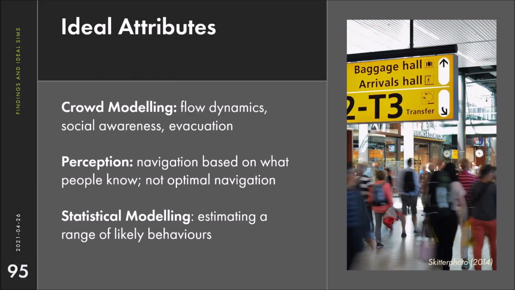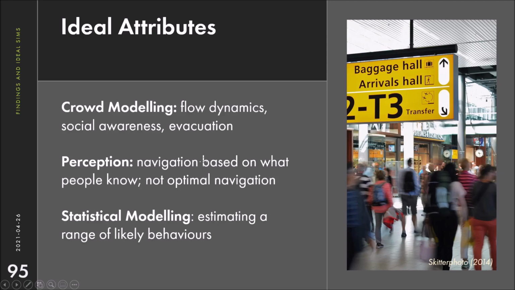Perception can focus on using people's perspectives for navigation to model behavior other than the most optimal one. And statistical modeling can help quantify uncertain conditions by estimating a range of behaviors. And this may not be involving prioritization, but could use other weight-based analysis techniques.